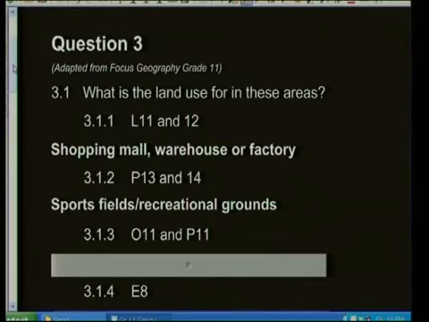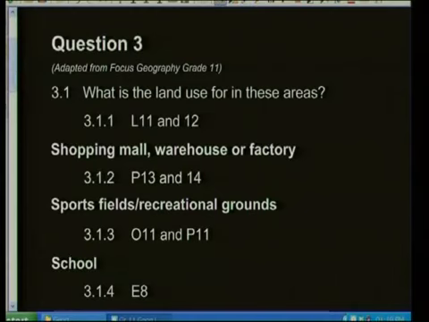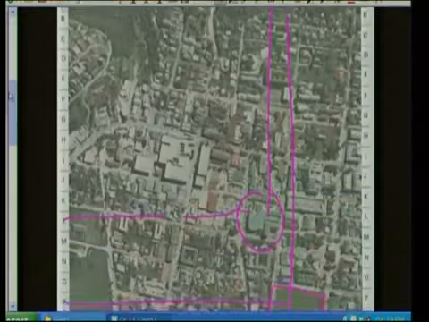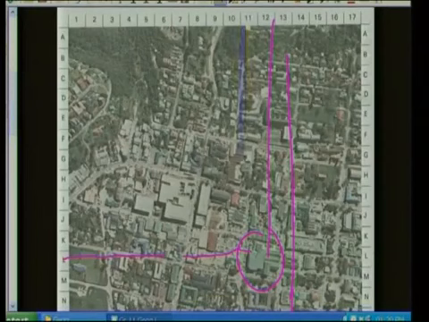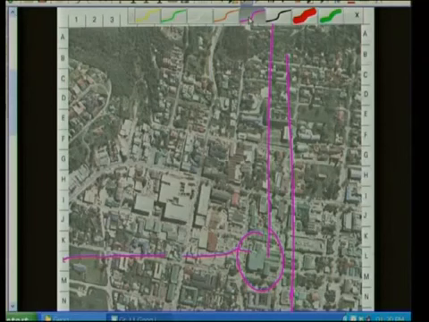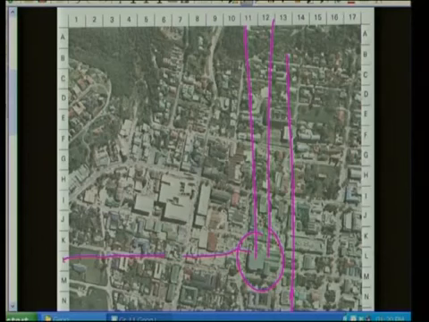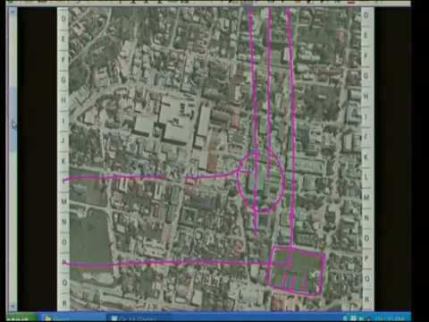Sports fields, recreational grounds was the answer there. O11 and P11. Let's open that up. It is a school. Let's go back to our one here. O11 and P11. I'm just going to take down the 11 first. Let me get my little pen here and take down the 11 first. And then I'm going to take it a little more down. I'm going to pick this up a bit.